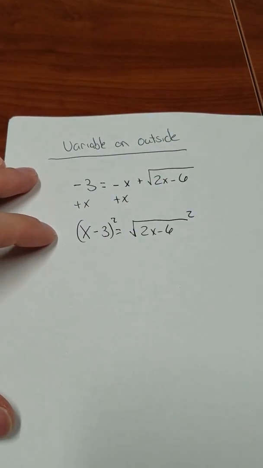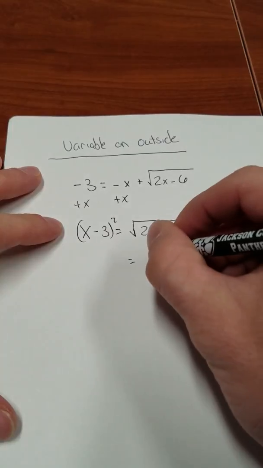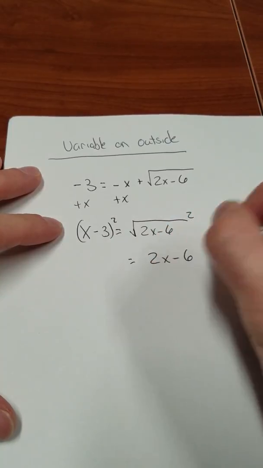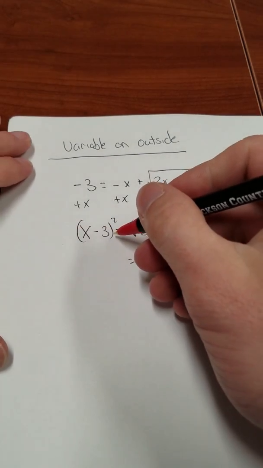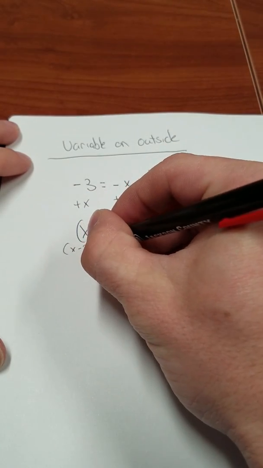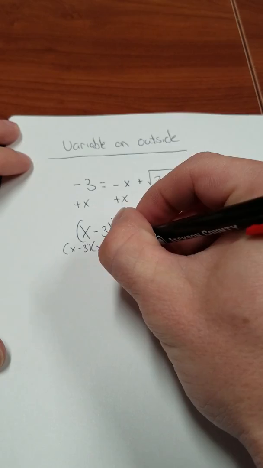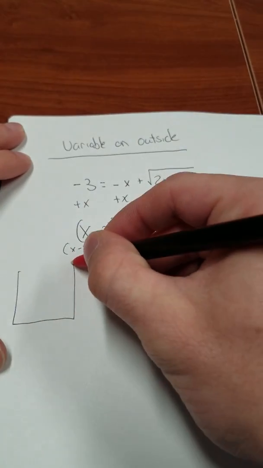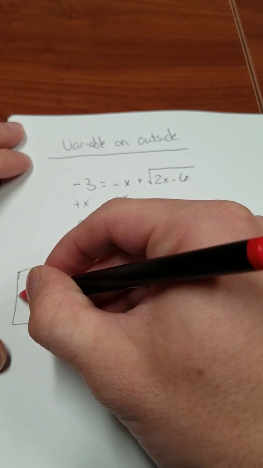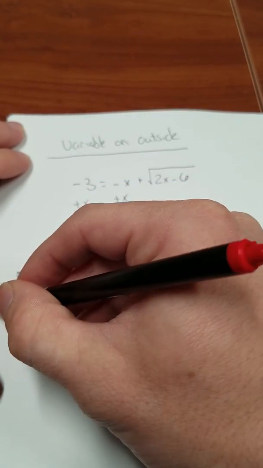However, this time there's just not a number over there. The left side or the right side, pretty simple. 2x minus 6, nothing's changed with that. But remember, x minus 3 squared is really x minus 3 times x minus 3. So you can either do FOIL or box, whichever way you would like to do this. I'll just show you box method because I know quite a few of you like box.